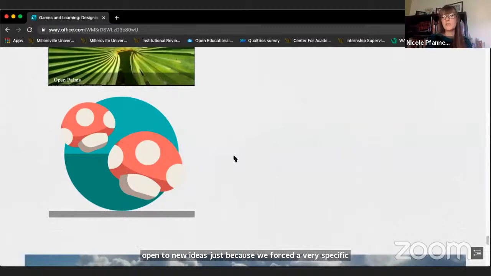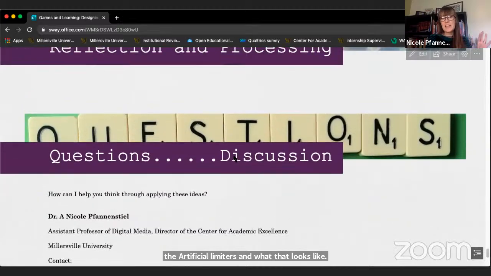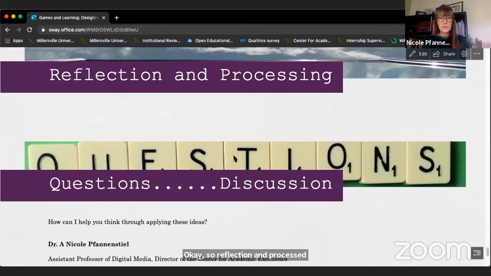Again, it's all about the artificial limiters and what that looks like. Okay, so reflection and processing, discussion and questions, because we are out of time. So reflection and processing is really important to this entire process.